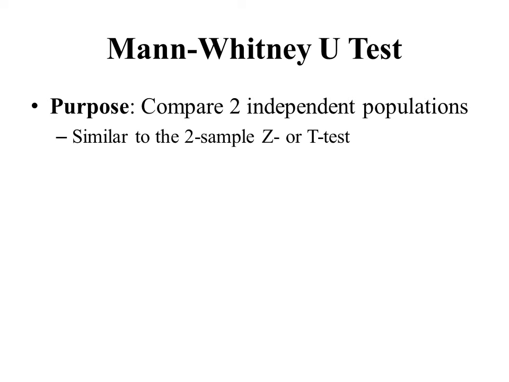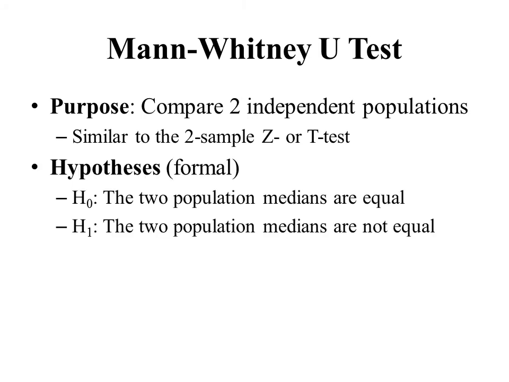So our first type of non-parametric test is called the Mann-Whitney U-test. Mann and Whitney are the 2 statisticians that came up with this type of test, or at least who are credited with it. And the purpose of a Mann-Whitney U-test is to compare the medians of 2 independent populations. And so this test is very similar to the 2-sample Z or t-test. In a 2-sample Z or t-test, we compared the means of 2 independent populations. Here in this Mann-Whitney U-test, we're going to compare the medians of 2 independent populations.